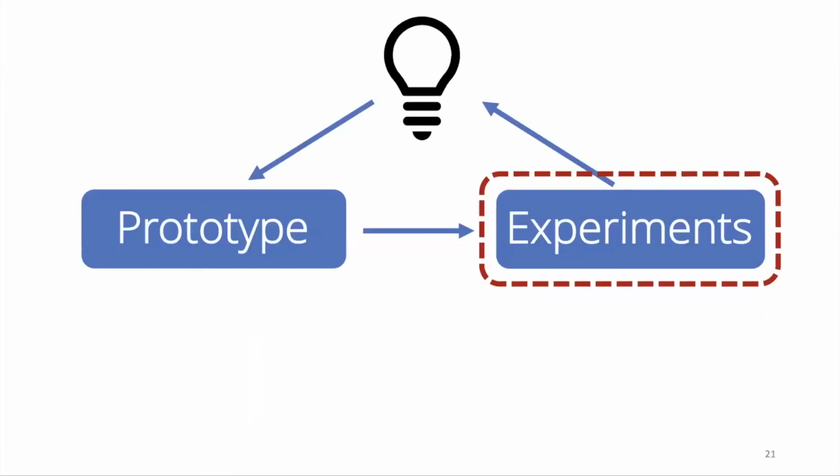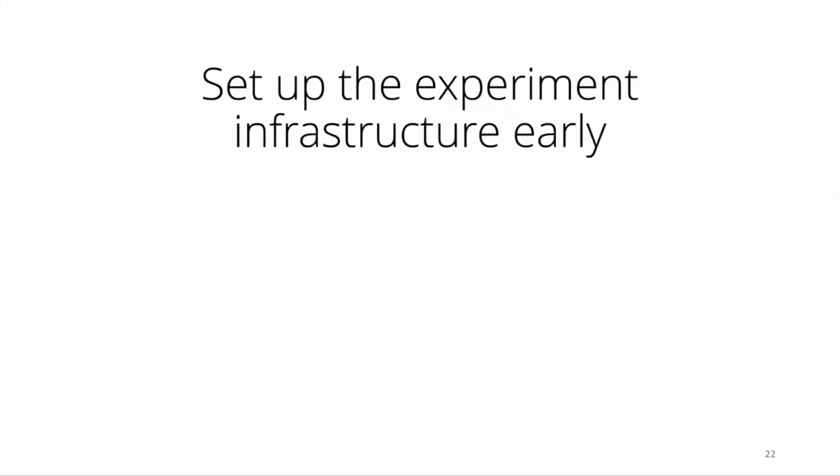Now I'm going to focus a little bit on the experiments and how to be efficient about running experiments. So again, the goal is to have a short cycle and make sure that every change in your prototype is backed by experiments that inform you about what changes you have to make next. So the first advice with your experiments is to make sure that you set them up as early as possible. It really goes without saying that if you want to keep that cycle short, you have to have the experiment infrastructure early on, right?